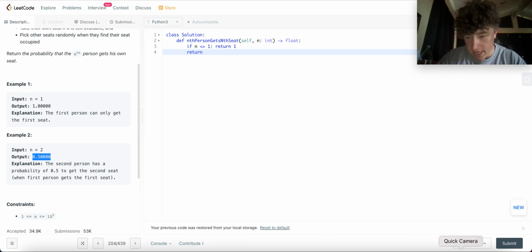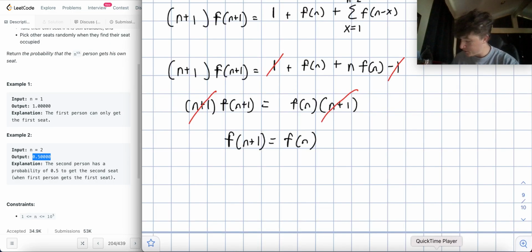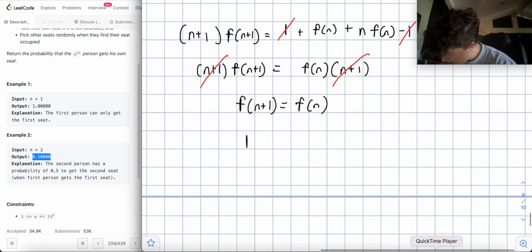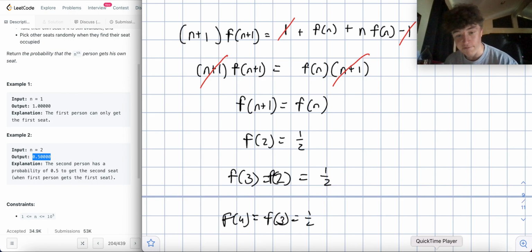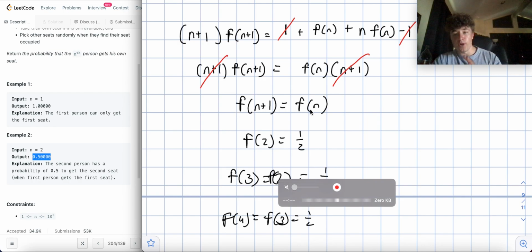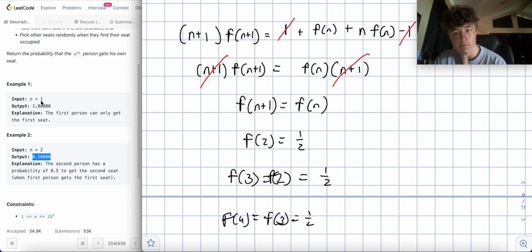What I'm essentially getting at here, which is so strange about this problem, is f of 2 equals a half. And f of 3 is going to equal f of 2, so it's going to equal a half. And then f of 4 is going to equal f of 3, which equals a half. So everything's going to equal a half after 2, because the next one equals the previous one, with the exception of the first one.